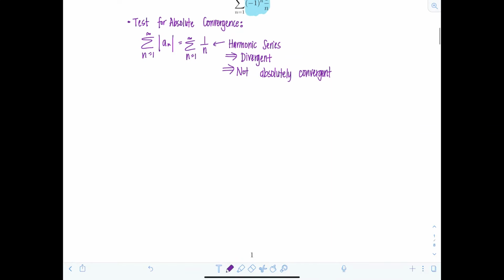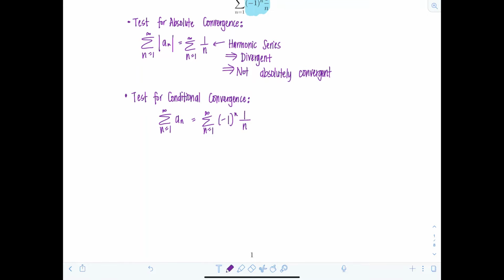However, does it converge conditionally? That's what I'm going to check now. So I'm going to test for conditional convergence. When you're testing for conditional convergence, you just test whether the original series, the sum of a_n, converges as is, the way it was originally written. So we have the sum, n equals 1 to infinity, negative 1 to the n, times 1 over n.